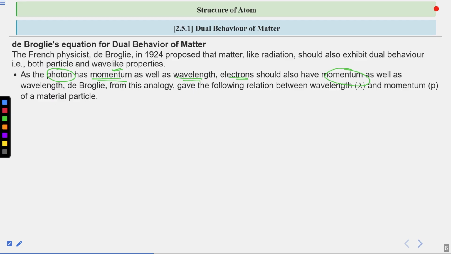Now, how do we relate these two different and distinct properties? We are talking about two types of properties: one is wave type and one is particle type. Wave type is wavelength and particle type is momentum. The equation given to relate both of these was lambda equals h by p, or we can write it as lambda equals h by mv. Here p is the linear momentum whose formula is m into v. This equation is very, very important for you.